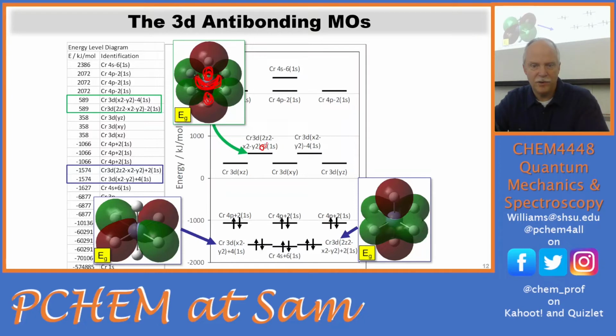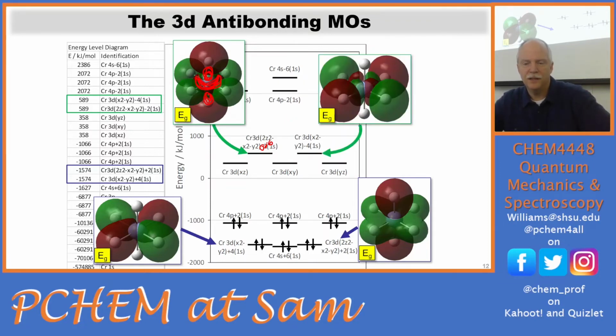And I put a 2 on here, but I'm going to put a 6. It's out of phase with all 6. And then the other one is the x squared minus y squared, out of phase with the other 4 hydrogens. And so you see how squished it is. And because it's out of phase and it's squished, it's higher in energy.